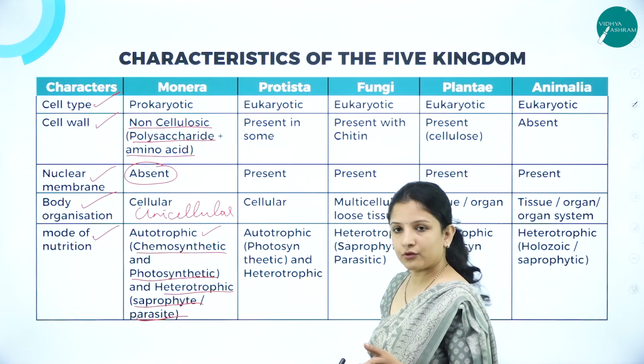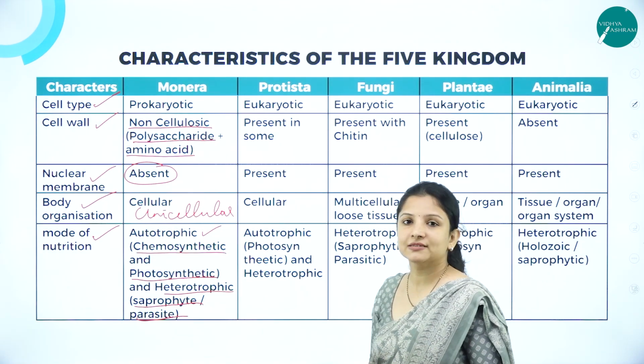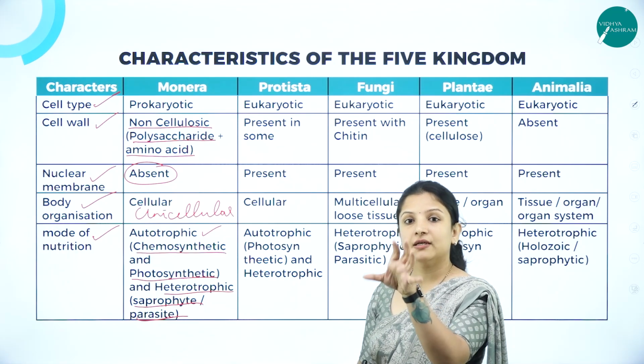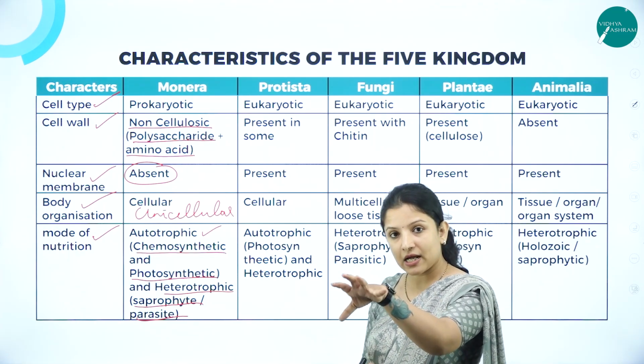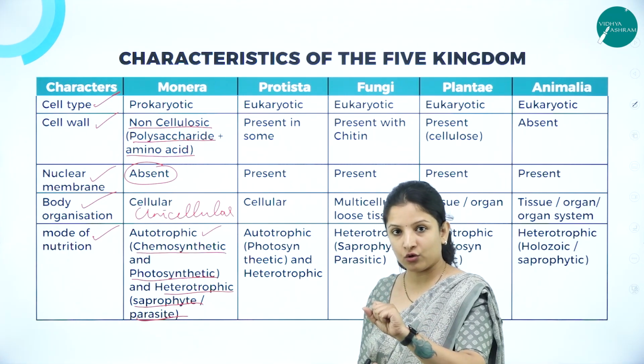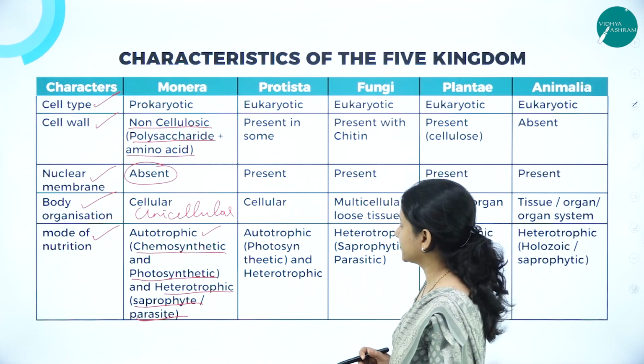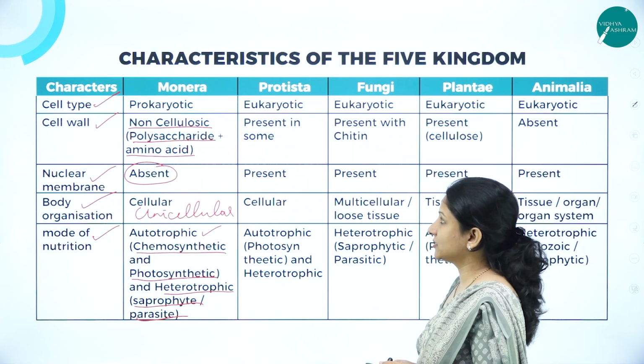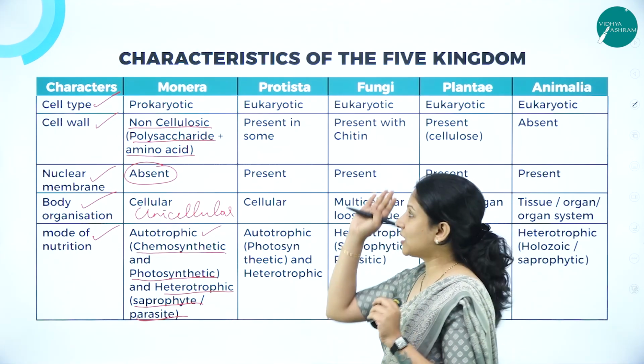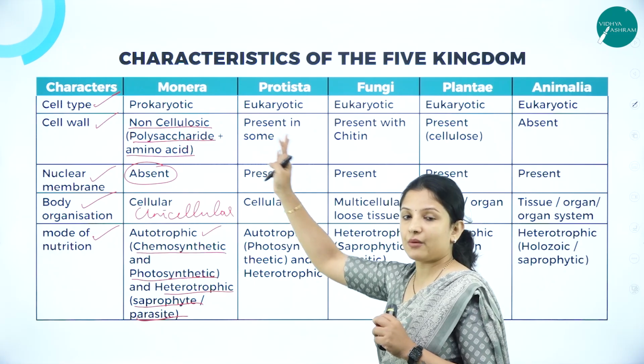So, saprophytic, they grow on dead and decaying organic matter. Parasites means they live on other living hosts, wherein they derive the nutrition from that living host, eventually killing that particular host in which they are living. So, they are parasitic. Next, talking about Protista. Remember, all the bacteria come under Monera. All bacteria come under Monera.